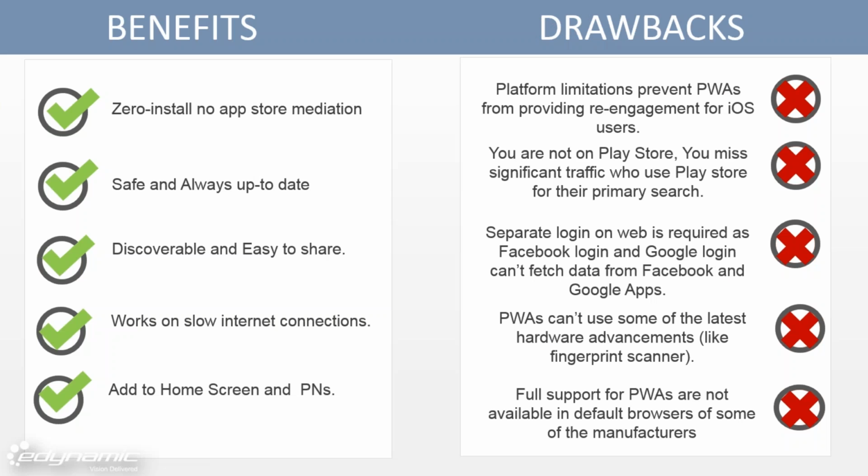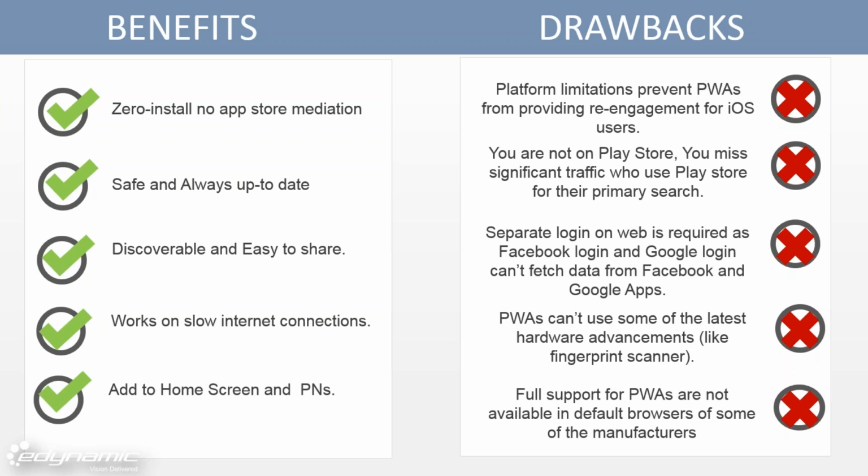Moving on, now we have seen what PWAs are, how they work, and what business value they add. But every technology comes with some benefits and drawbacks. The main benefits are listed on the left side, which are zero install. There is no installation required. No app store mediation. You do not need to get the app developed, go to the app store, have the user search for it and then finally install it. And the uninstall rate for apps is really high. So they do not need to install anything. It is always safe and always up to date. It is discoverable and easy to share.